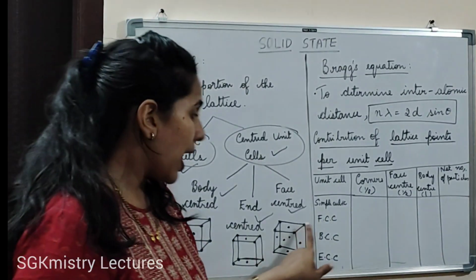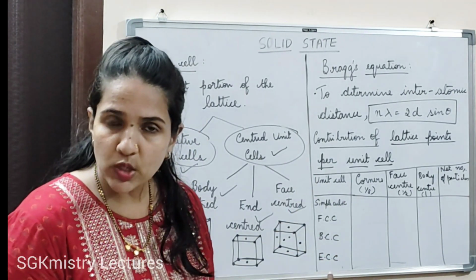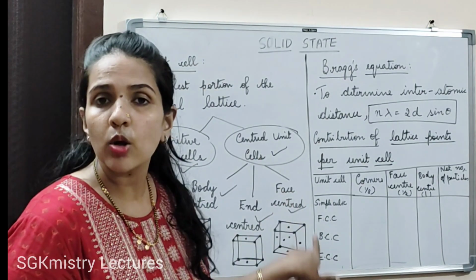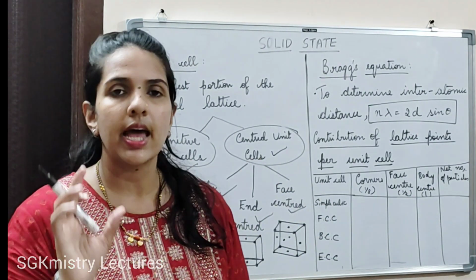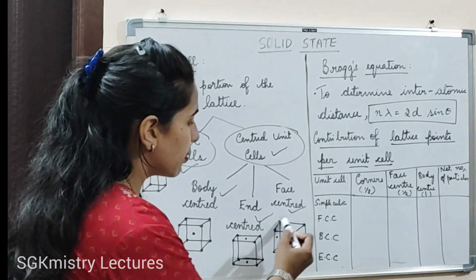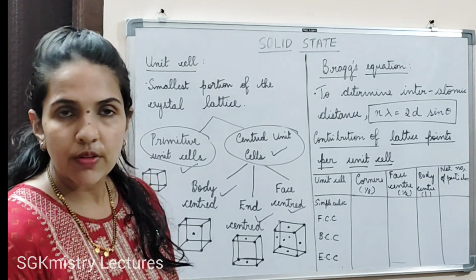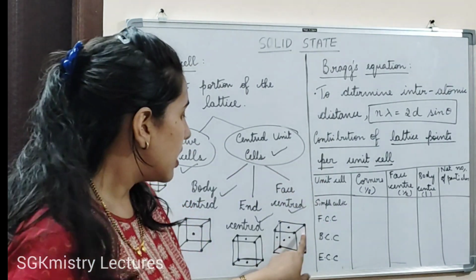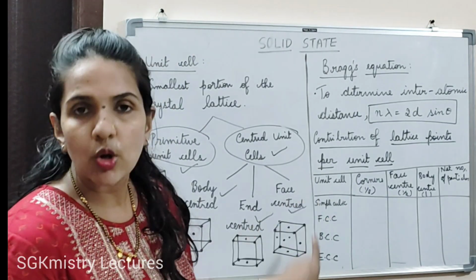Here the particles are present in the 8 corners of the unit cell. Along with that, they are also present in the center of all the faces in that particular unit cell. So here you can see this is the upper face. So in the center of that particular face, you have one particle. Here also there is one particle at the center of this face.